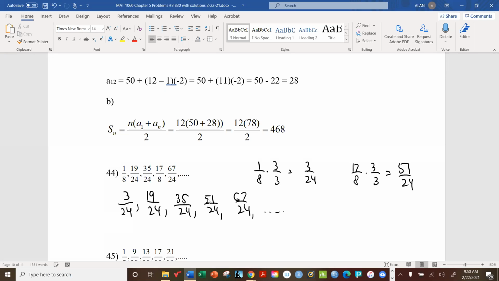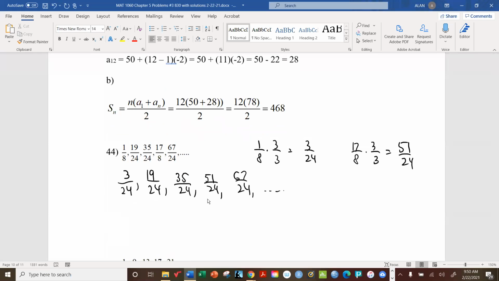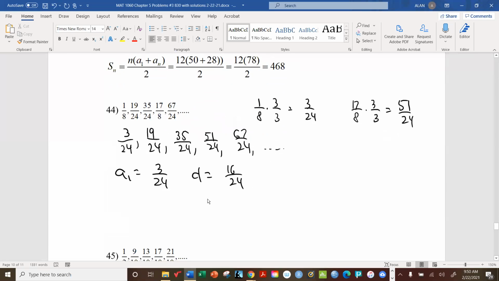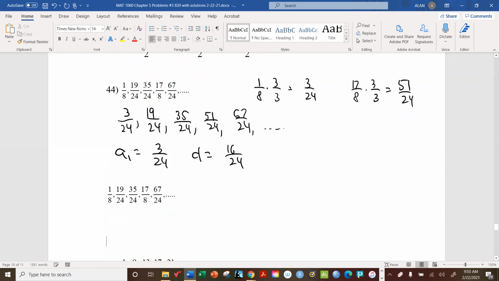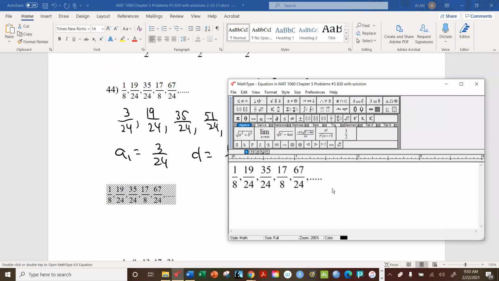So now it should be more obvious what's going on with the sequence. A1 is 3 over 24. Let's leave it like that. Don't reduce it. And then the common difference is 16/24. Okay. So I'm going to borrow this. And let's write out the first 12. And we just keep adding 16 over 24. So for example, this next one would be 83 over 24. And then we're going to have 99 over 24.